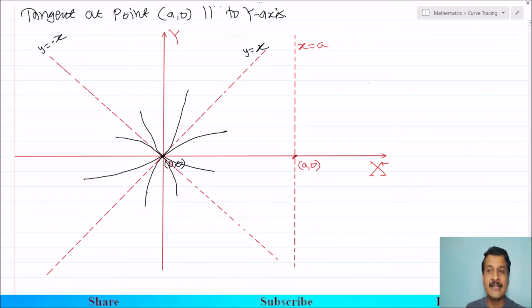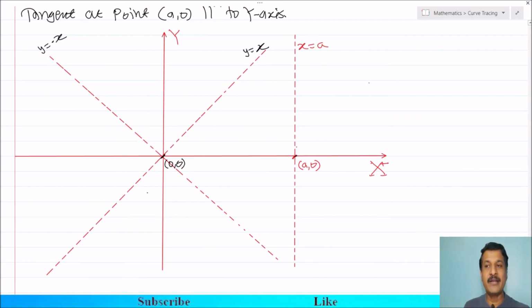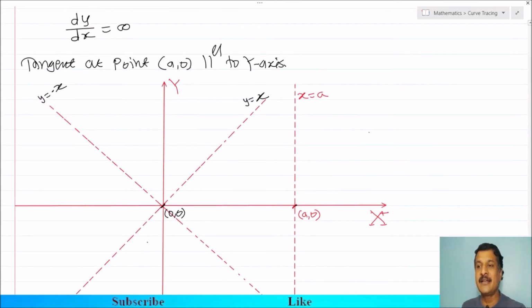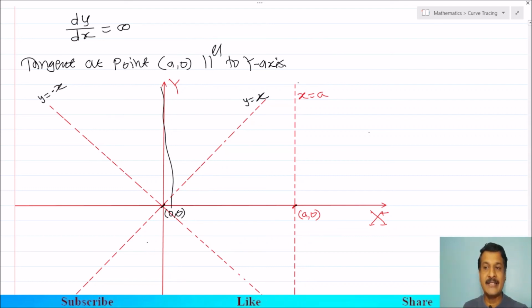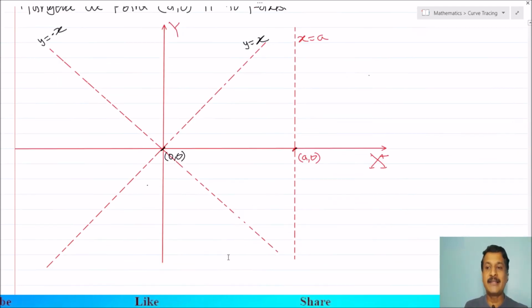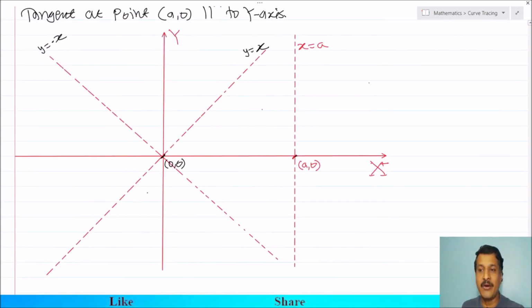Now second is that the curve passes through the point (a, 0). It means that this is the only possibility. And at that point, which is a tangent? The tangent is parallel to the y-axis. This is the y-axis, and the tangent parallel to the y-axis is this line. It means that at this point this line is a tangent, so the nature of the curve is like this. And therefore, by all this theory, I have the curve like this. Due to symmetry I am getting it like this.